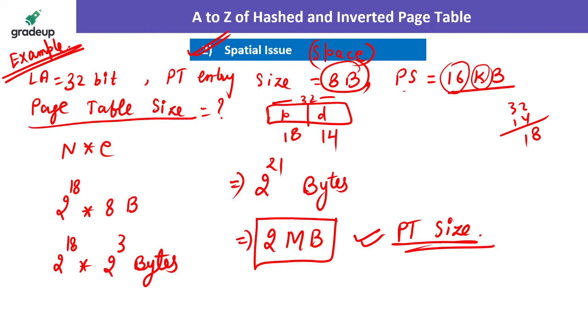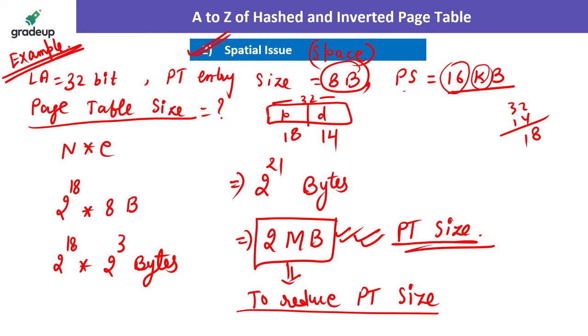And 2 MB is so huge, we want to reduce it. So what is the aim? To reduce the page table size, because if we load 2 MB in RAM, it is just a wastage of the main memory. So we want to reduce this 2 MB, that is the page table size.